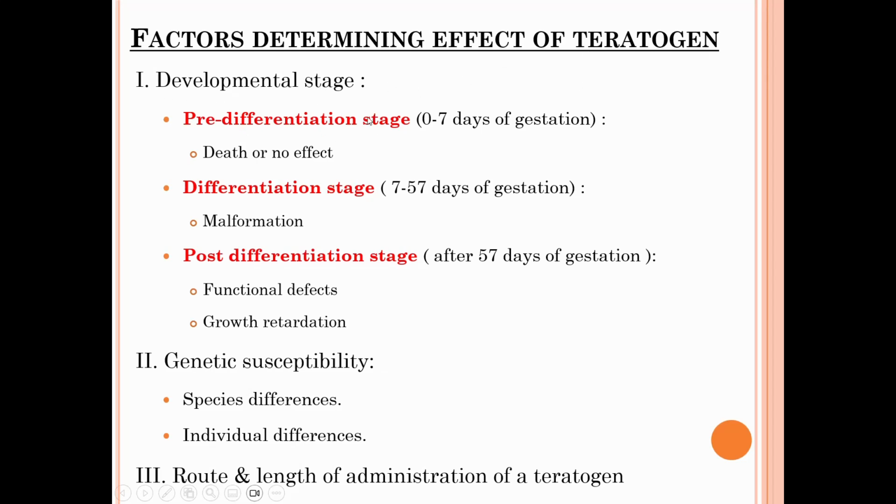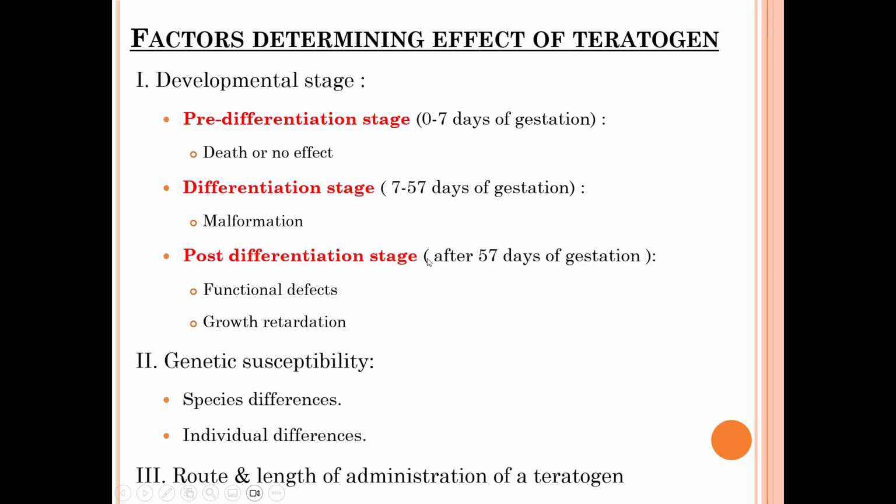If it is pre-differentiation stage, that is 0 to 7 days of gestation. If any factor is involved as a teratogen, how can it affect the different developmental stages? So if it is affecting during the pre-differentiation stage, that is 0 to 7 days of gestation, there can be death or there can be no effect. In differentiation stage, 7 to 57 days of gestation, there can be malformation.